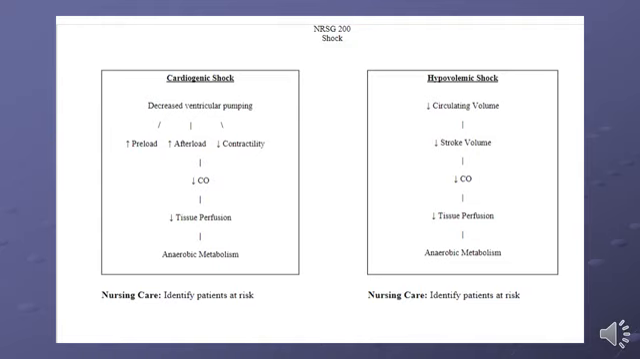The next one is hypovolemic shock. This is a fluid volume deficit. So they will have decreased circulating volume, decreased stroke volume, then decreased cardiac output and decreased tissue perfusion, and then anaerobic metabolism. This can be caused by diarrheal diseases or trauma and large amounts of blood loss.